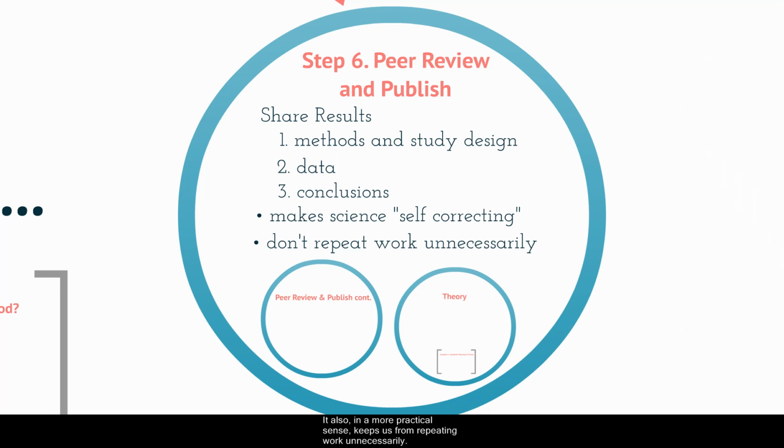It also, in a more practical sense, keeps us from repeating work unnecessarily. Think about the number of people who are working on breast cancer or AIDS research. If you figure out a drug that seems to work, you want to let everyone know about that. And equally important, you need to let people know if something didn't work. So it's a little hit to the ego to say that your hypothesis was wrong, but it's also an important part of science to share that information so that we can move on from that hypothesis and spend limited time and money on hypotheses that are more promising.